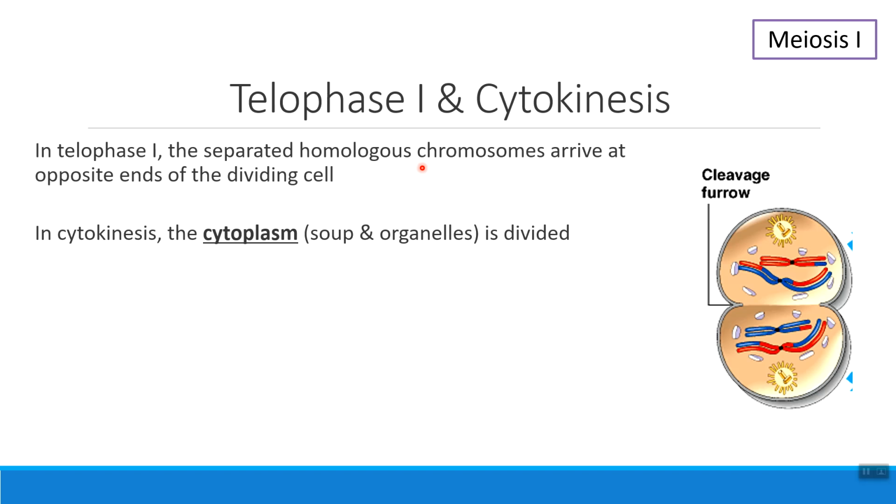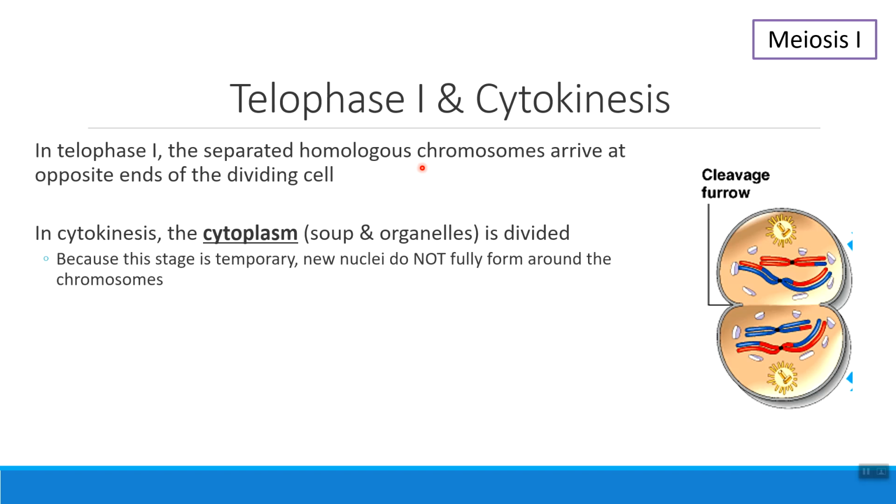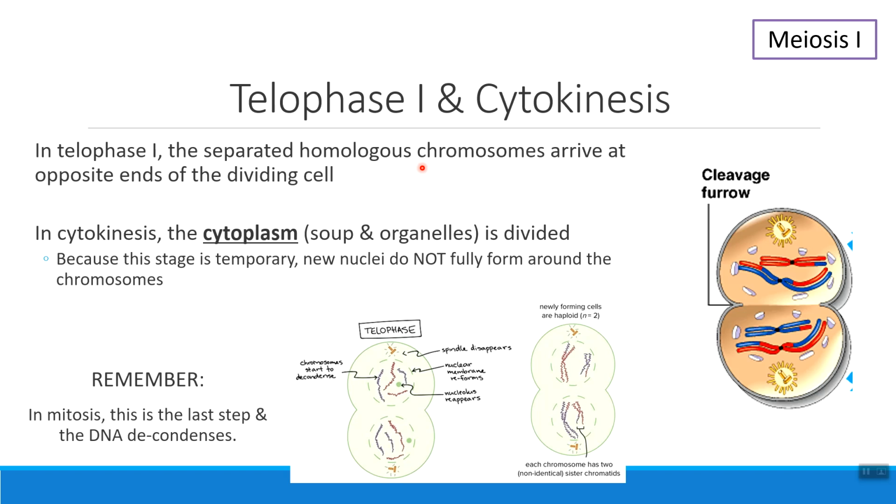The process of cytokinesis is what we use to divide up the cytoplasm, which is the soupy stuff and all of the organelles. Because this stage of telophase 1 and cytokinesis is so short, we don't typically fully form a new nuclear membrane around our chromosomes. The chromosomes might decondense a little bit, but not fully.